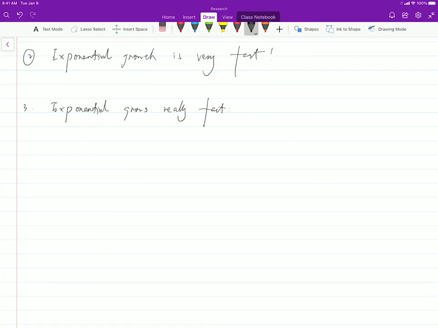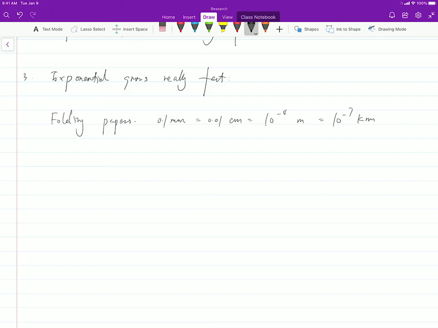Okay? An example I can give you is folding paper. Think about this, okay? A paper is roughly 0.1 millimeter, which is 0.01 centimeter, which is the same as 10 to the negative 4 meter, which is 10 to the negative 7 kilometers. Roughly that thick. It's not much. Now, every time you fold it, you double the thickness. So you fold it once, you get 0.2 millimeter. You fold it another time, you get 0.4 millimeter. You just keep going.